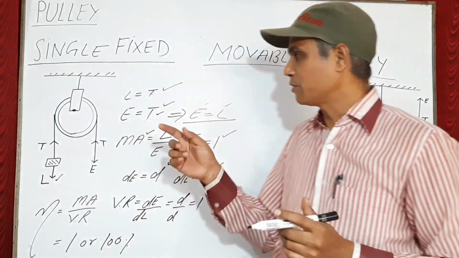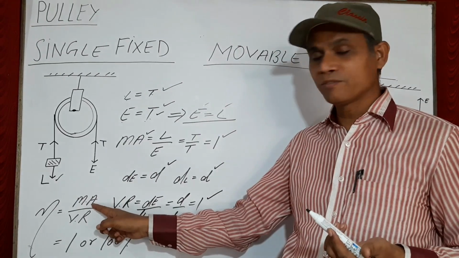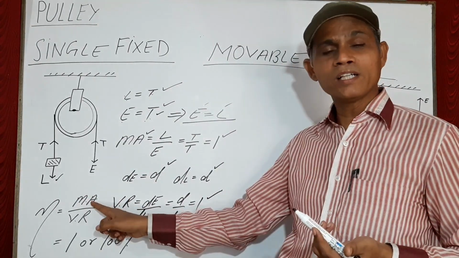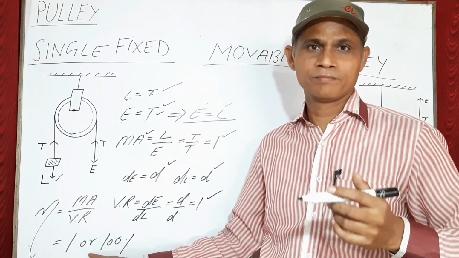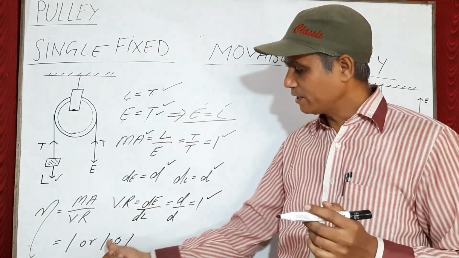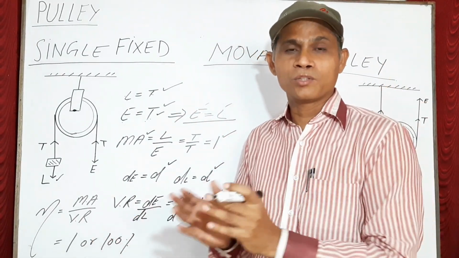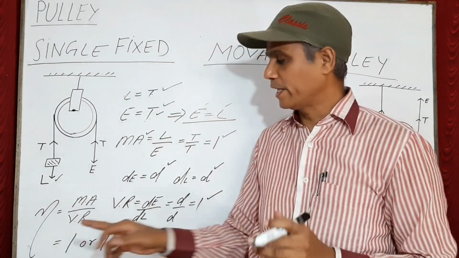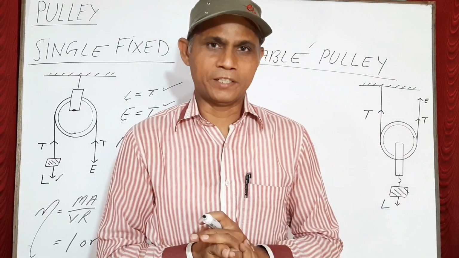In actual, as I have told you, effort is always greater than load. Therefore, mechanical advantage will be less. Since mechanical advantage is less, therefore efficiency will be less in case of an actual device, actual machine, actual pulley. So this result is for the ideal pulley, not for the actual pulley.